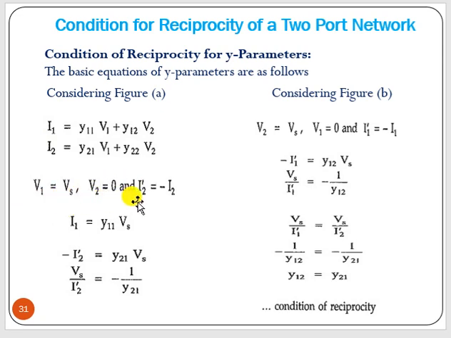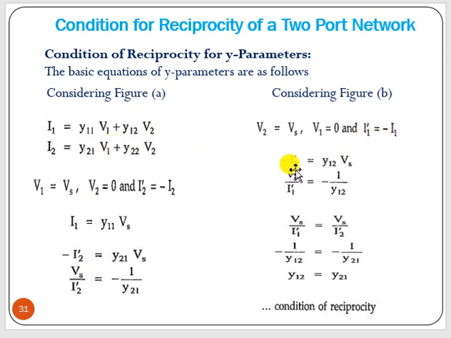V1 equal to Vs, V2 is 0, I2 dash equal to minus I2. Put it into the first equation. We get I1 equal to, V2 is 0, so Y11 Vs, V1 equal to Vs. So again from the second equation, minus I2 equal to, V2 equal to 0, so Y21 Vs, V1 equal to Vs. So now Vs by I2 dash you can find out directly. Okay. Now V2 equal to Vs, we have to put it into that equation, and I1 equal to minus I1 dash.